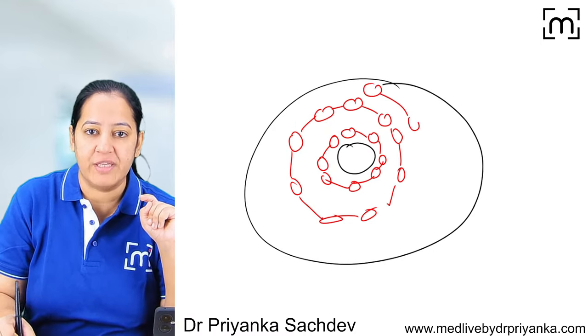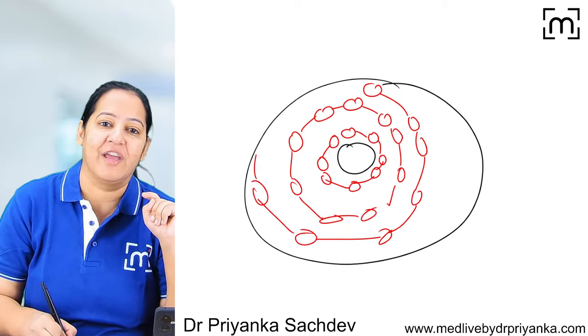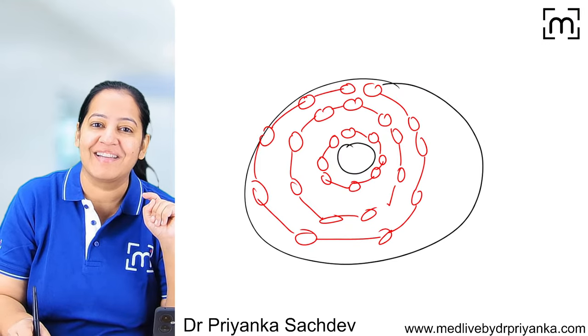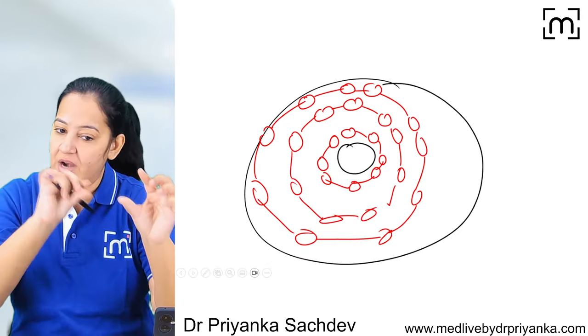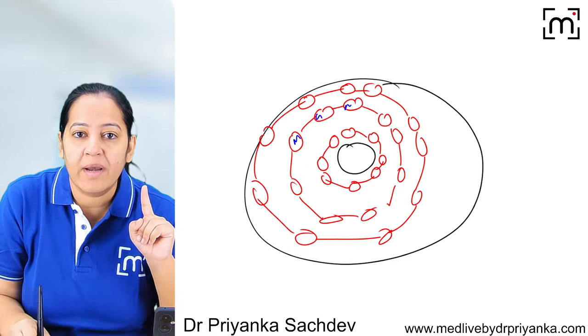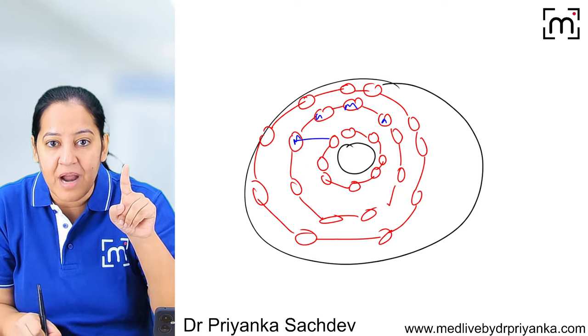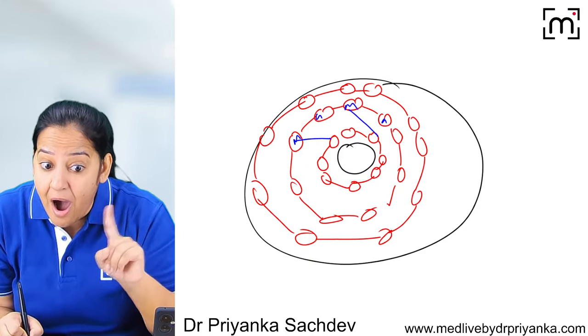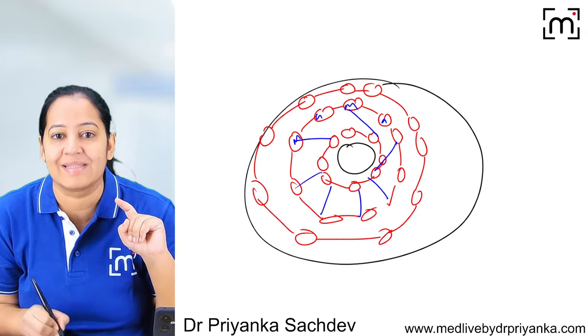Let me draw a few chains to explain the cross-linking. I want to give you the concept of cross-linking. If you don't understand cross-linking, you cannot understand the mechanism of action. So these are multiple polymers of NAM and NAG. NAM and NAG are the monomers, one NAM, one NAG, like this. Now the chains are interconnected: the NAM of various chains, not NAG, are interconnected with each other. This is known as cross-linking.